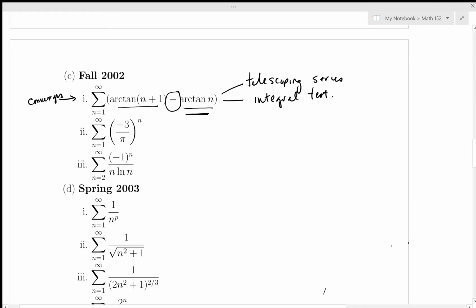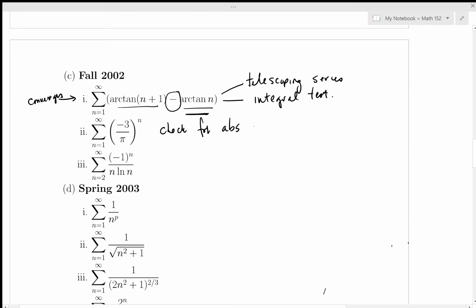Okay, let's take a look at the next one. Pi is bigger than 3. It is alternating. So then I would potentially think of checking for absolute convergence. I could use the alternating series test, or I could say to myself, hey, it basically looks like a geometric series if I took it.